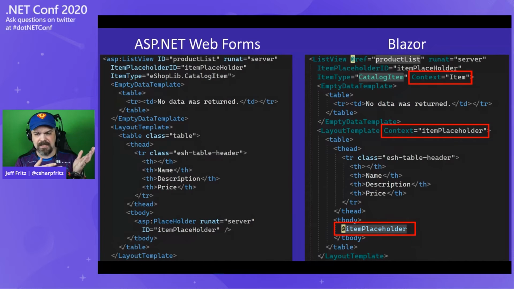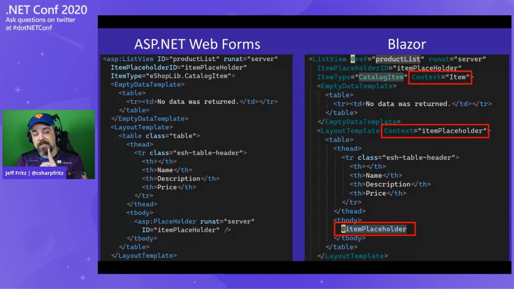ItemPlaceholderID, well, I know what that is. ItemType, okay, that's a CatalogItem. I can figure that out. And the context, right, that's our data that we're going to repeat. That's our placeholder that we're going to use inside of our rows. Well, I want it to look just like it does in web forms, so I'll call that Item as well.